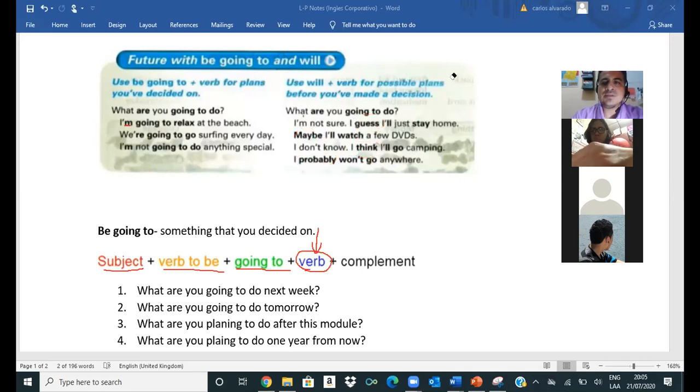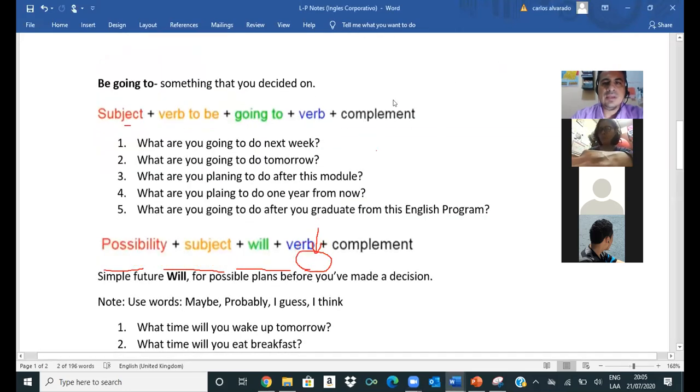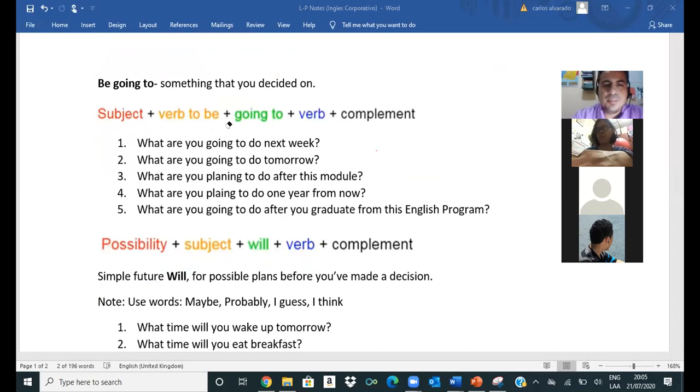And yesterday we were practicing some questions, okay? So let me take some time, we can have a little discussion. For example, this is when you want to express plans that you have already decided on. For example, Vladimir, what are you going to do next week? I guess I will go to Santana. Okay, very good. You used will, right? For the question, you can use going to or you can use will. Okay. All right, very good.